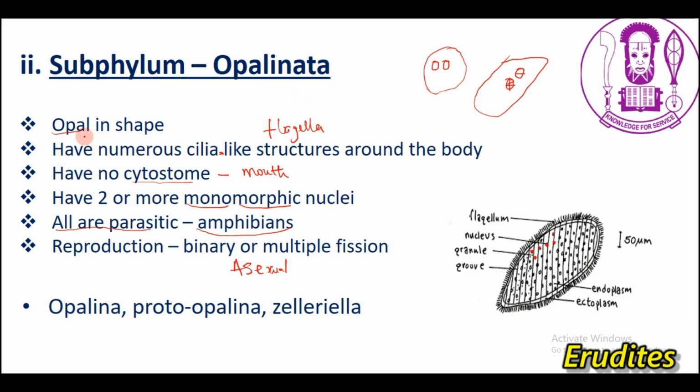So just a quick recap. Opalinata are opal in shape. They have numerous cilia-like structures or flagella around the body, as you can see in this diagram. They have no cytostome, which acts as the mouth. Then they have two or more monomorphic nuclei. The nuclei are very many, and they exist in one form. It's very well depicted in this diagram. Then all the members are parasitic, and they are basically parasitic on amphibians. Reproduction can be by binary or multiple fission, and these are examples of asexual reproduction.